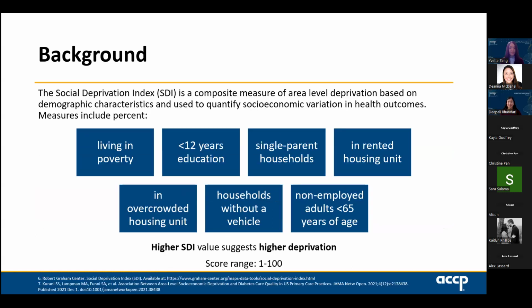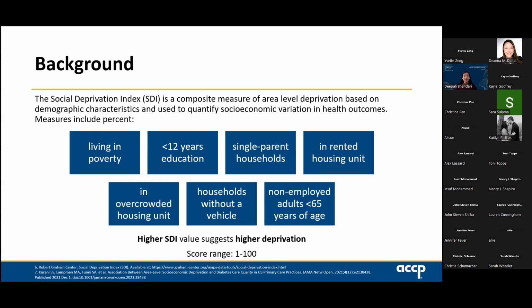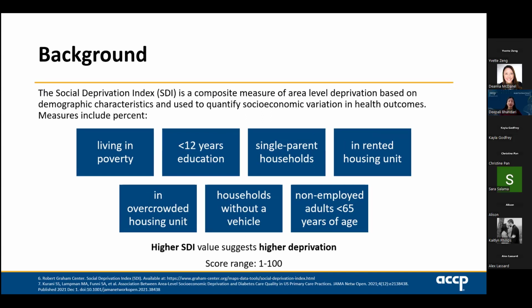So what can we really do about this? Well, there are tools available to us, one of them being the Social Deprivation Index, which I'll refer to as SDI. It is a composite measure of area-level deprivation based on demographic characteristics and can be used to quantify socioeconomic variation in health outcomes. There are a few categories that the SDI looks at, such as the percent of people living in poverty, having less than 12 years of education, being in a single parent household, percent being in rented housing units, an overcrowded housing unit, a household without a vehicle, and the percent of non-employed adults under the age of 65.